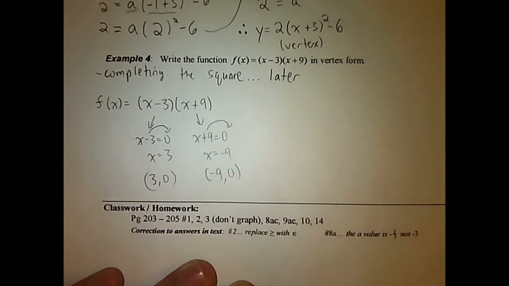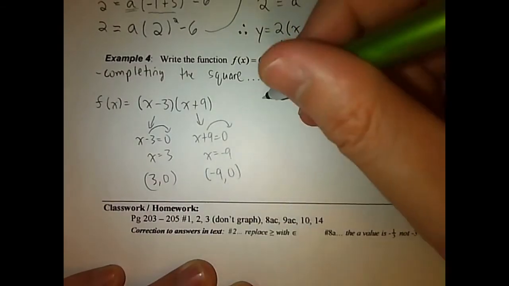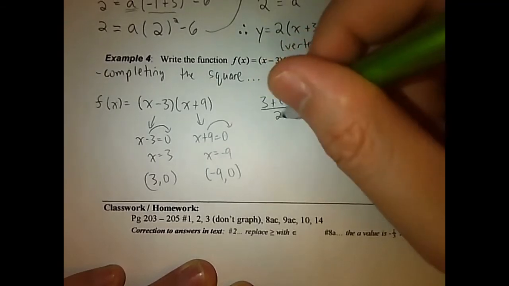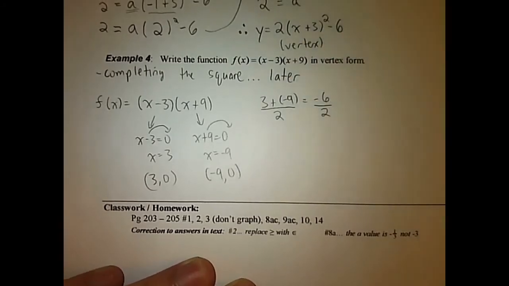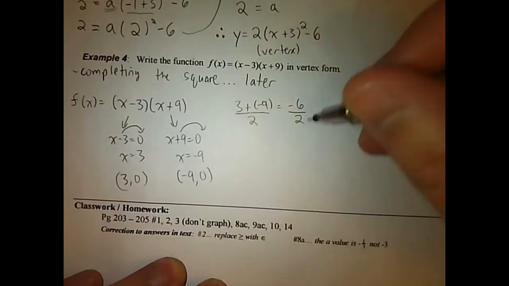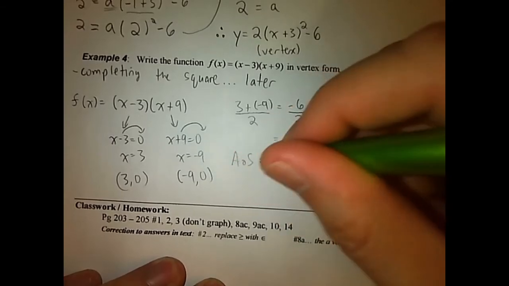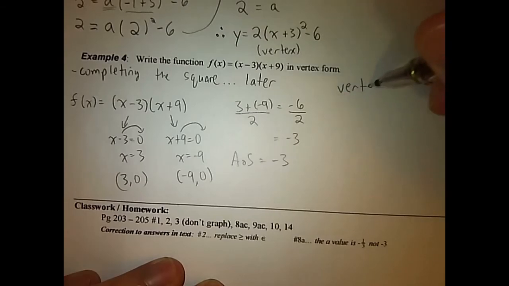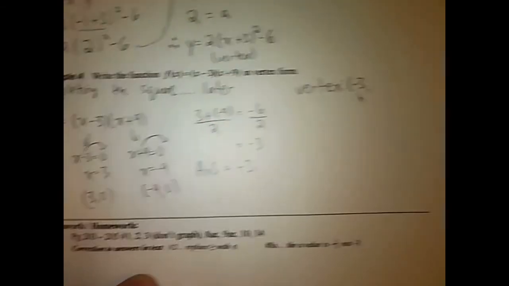So how did we find the vertex from this? Well, I can get the axis of symmetry by getting my two different x values, my x-intercepts, adding them together, dividing by 2. Negative 6 over 2. Then dividing this, I get negative 3. So the axis of symmetry, we say, is negative 3, which in terms of the vertex is the h value, or the x value of the vertex.